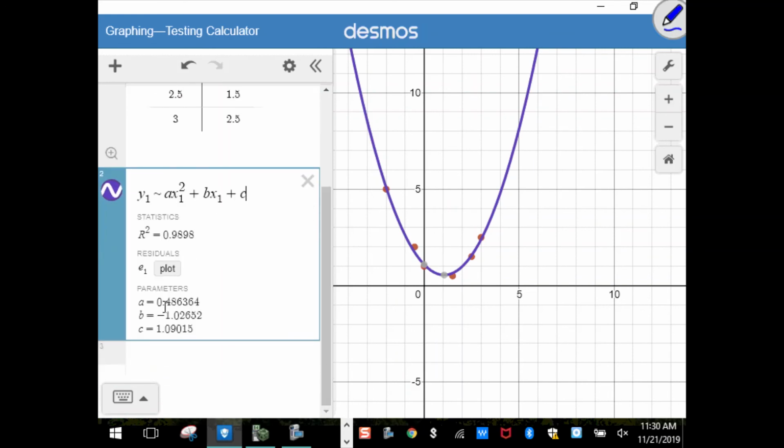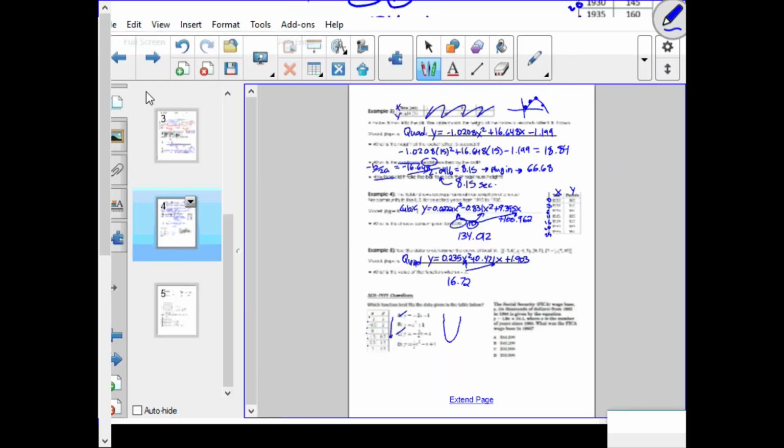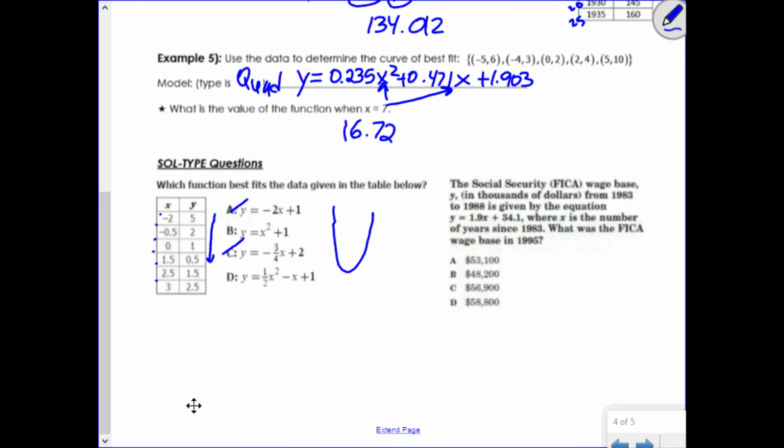So I see that A is 0.586. That would round to 0.5. And then this one would round to -1. So if you look back at your notes, the answer choice that had 0.5 as its A and -1 as its B is this one right here. They wrote it as 1/2, but that still would be 0.5 as a decimal. Answer choice B.